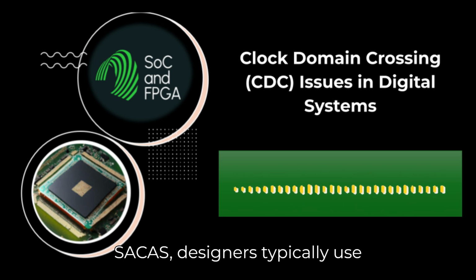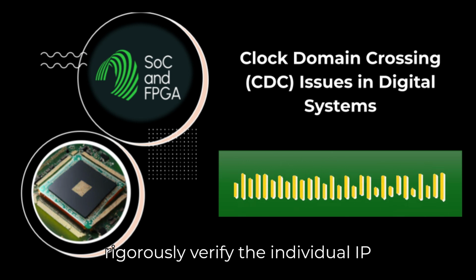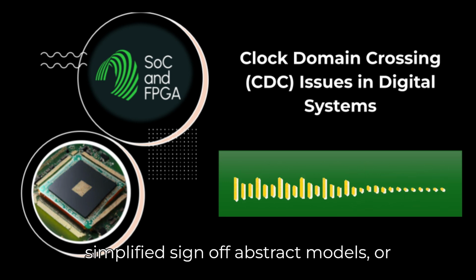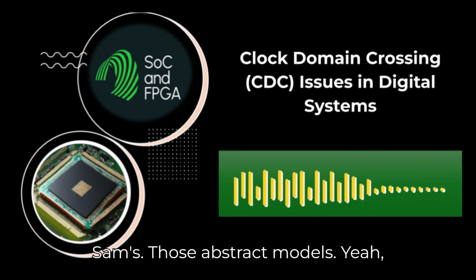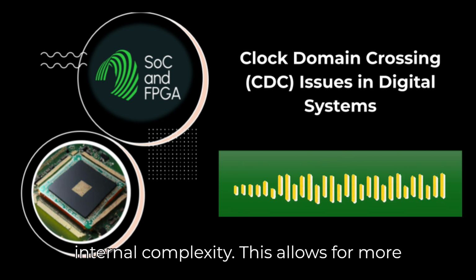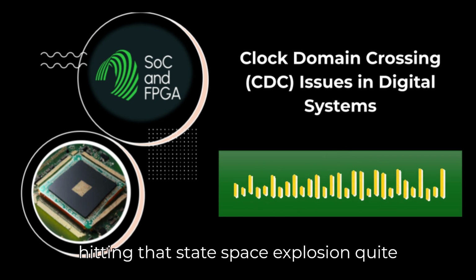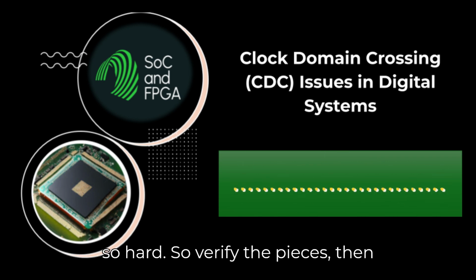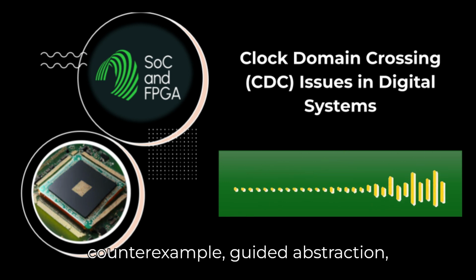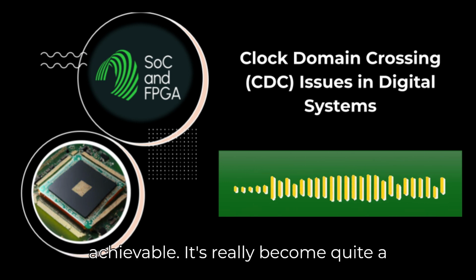For massive SoCs, designers typically use hierarchical CDC verification. You rigorously verify the individual IP blocks first, maybe using formal methods extensively there. Then you create simplified sign-off abstract models, or SAMs, of those blocks. Abstract models. Yeah, models that capture just the essential CDC interface behavior without all the internal complexity. This allows for more efficient SoC-level verification, checking how the blocks interact without hitting that state space explosion quite so hard. So verify the pieces, then verify the connections. That's the gist. And advanced techniques like counterexample guided abstraction refinement, CEGAR, help manage complexity in formal tools, making proofs more achievable. It's really become quite a science.